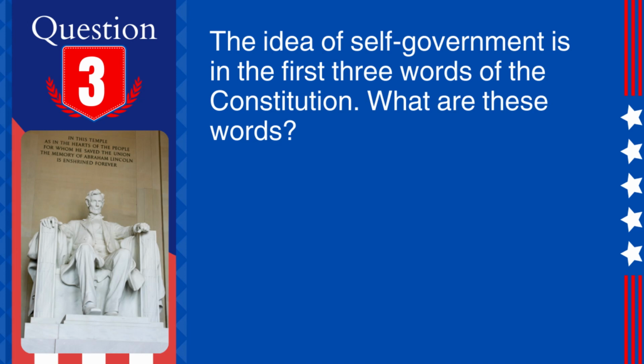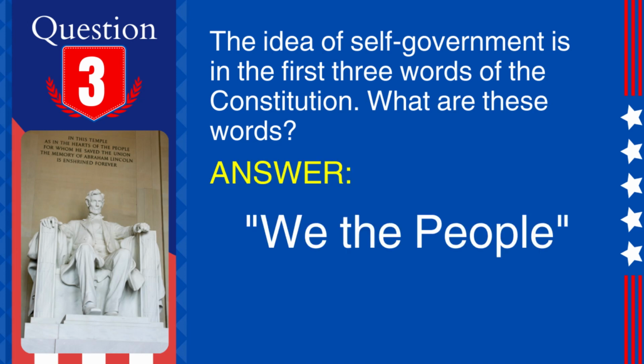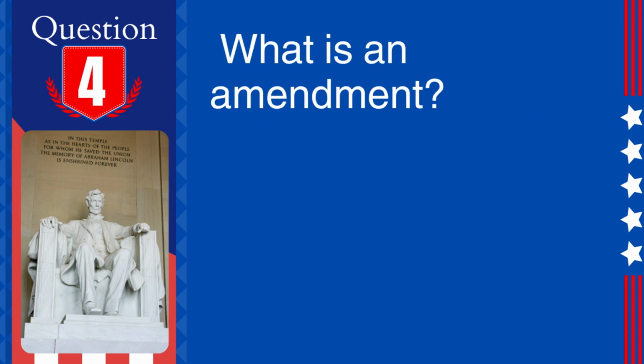3. Question. The idea of self-government is in the first 3 words of the Constitution. What are these words? Answer. We the people. Explanation. These words emphasize that the government's authority comes from the people and that the U.S. is a democracy.